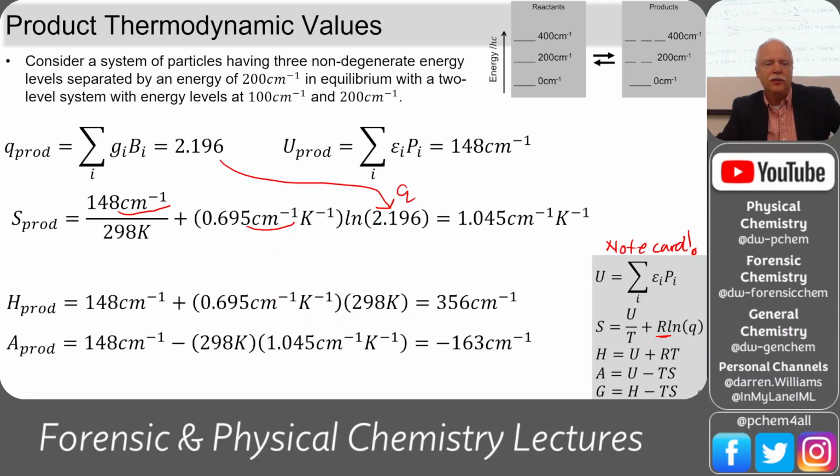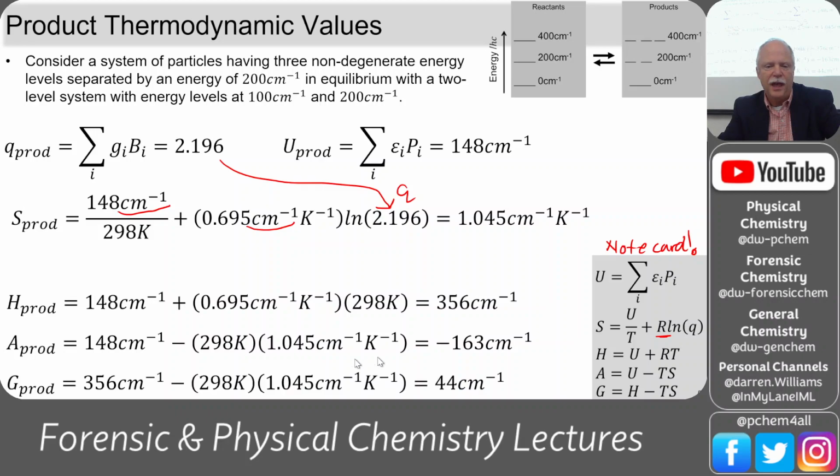Now let's do the Helmholtz energy. So it's U minus TS. And so we have here's U, 148, temperature, and then S, that entropy comes down, and we have the minus 163. So that's the Helmholtz energy for the products. And then the Gibbs energy for the products. It's H, so we bring the enthalpy down.